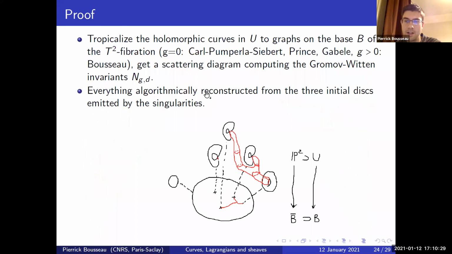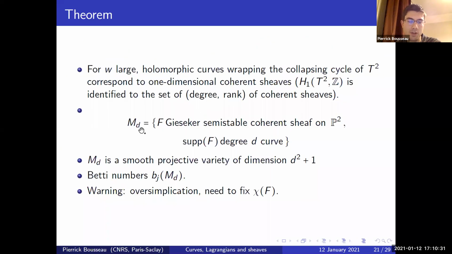And in fact, even if this moduli space is only about sheaves supporting on curves of degree D, the algorithm also computes Betti numbers of moduli spaces of any Gieseker semistable sheaves on P2. So not just supporting on curves, but of rank 1, rank 2, of any rank. And these moduli spaces of sheaves of positive rank have been studied much more than the ones of rank 0, supporting on curves.